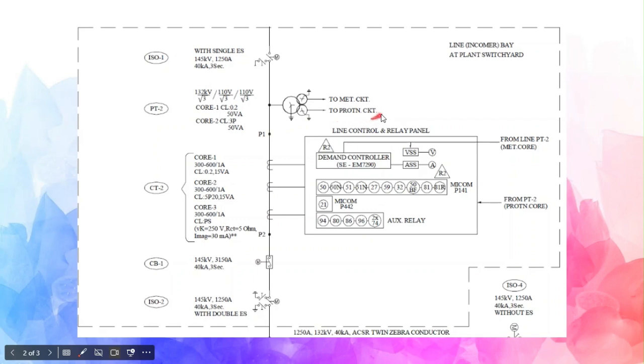where this is one PT. This is the symbol of PT. This represents the primary winding. This represents the secondary winding of the PT. And this is the symbol of the CT. In case of CT, the primary winding is the main wire and the secondary winding is shown like this. This is CT.